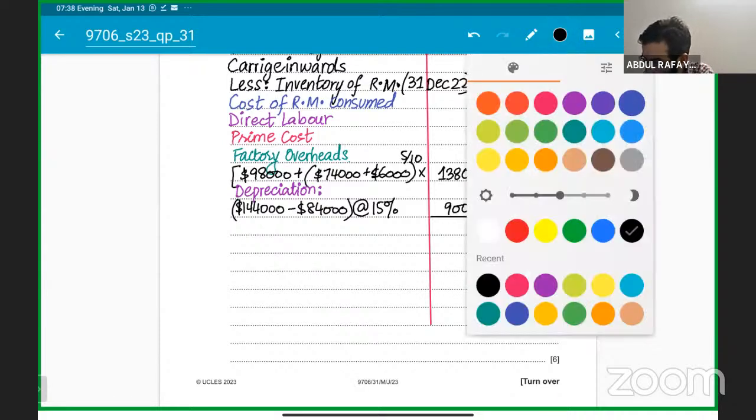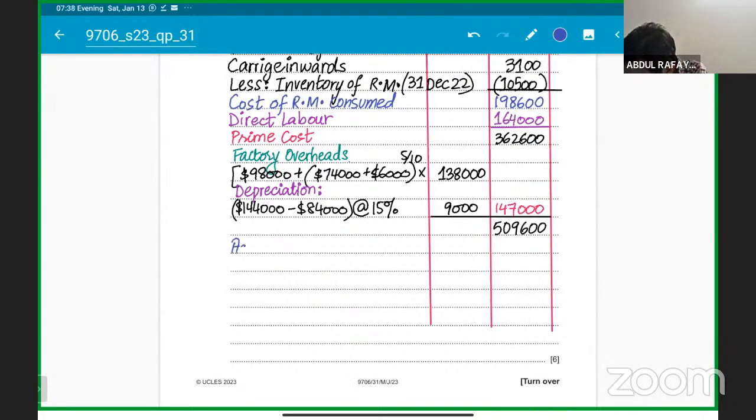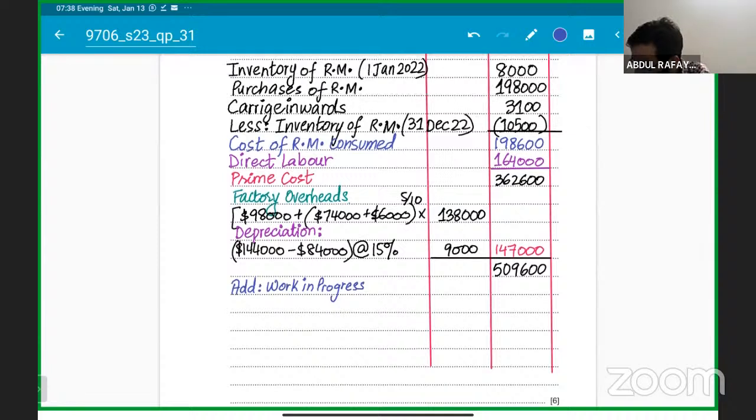The next format, according to the format, make sure you have to add the opening work in progress. Okay, so opening work in progress gets added, students. Okay, guys, with me? Following, opening work in progress will be added, so it will be 1st Jan 2022. It's very easy. And the closing work in progress is subtracted. Okay, what do you mean by work in progress, students? Work in progress are those products that are semi finished, not finished completely.